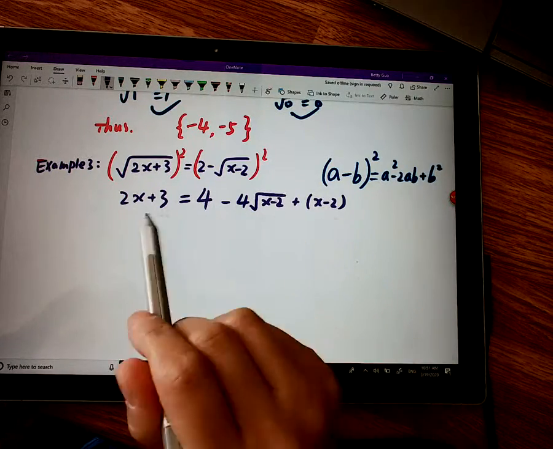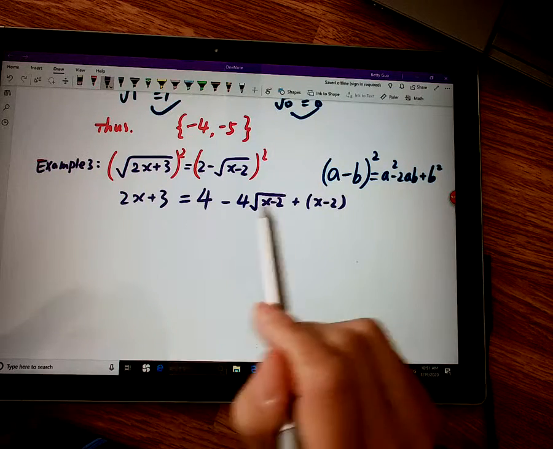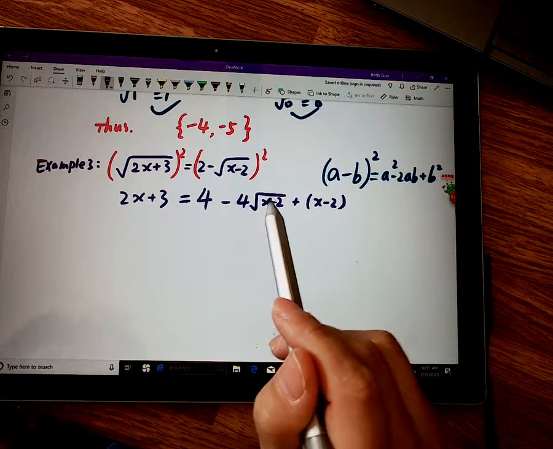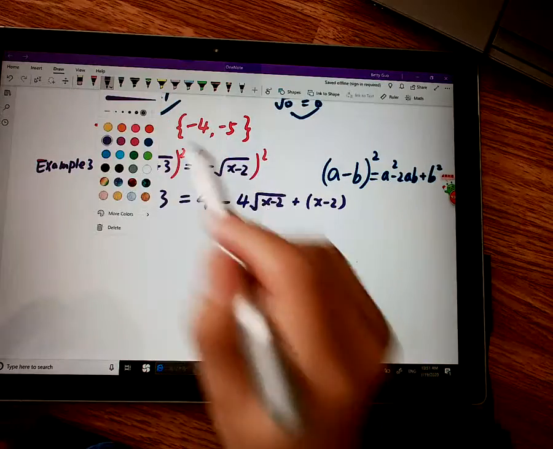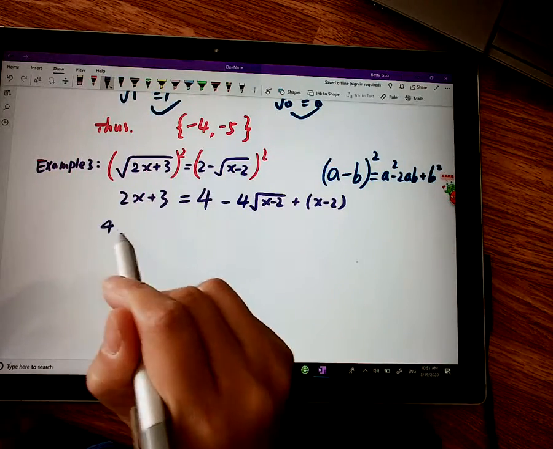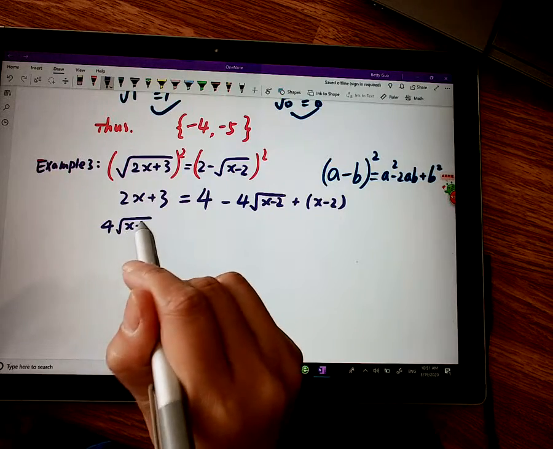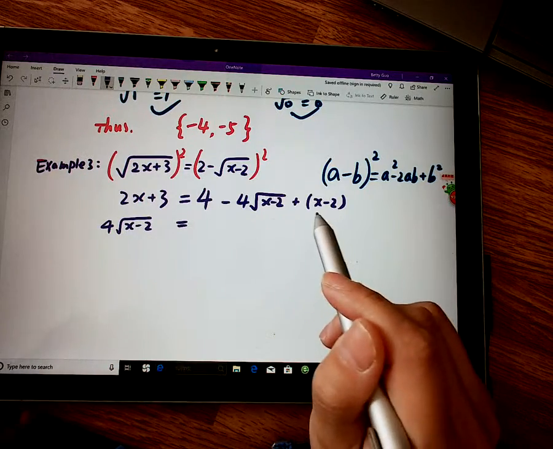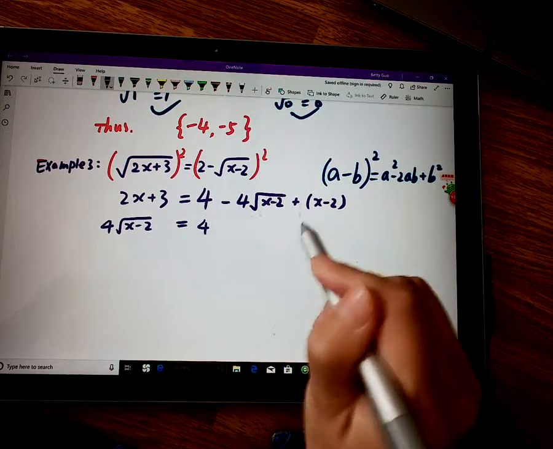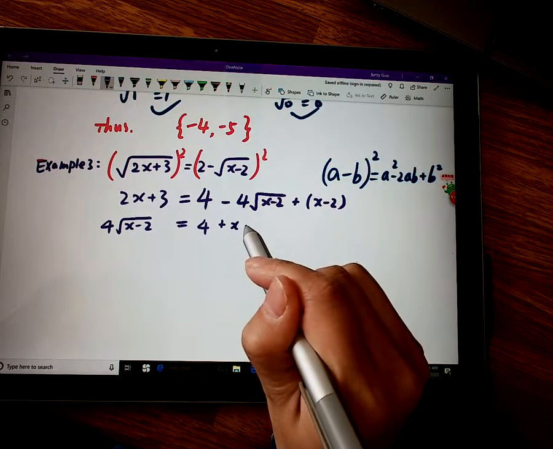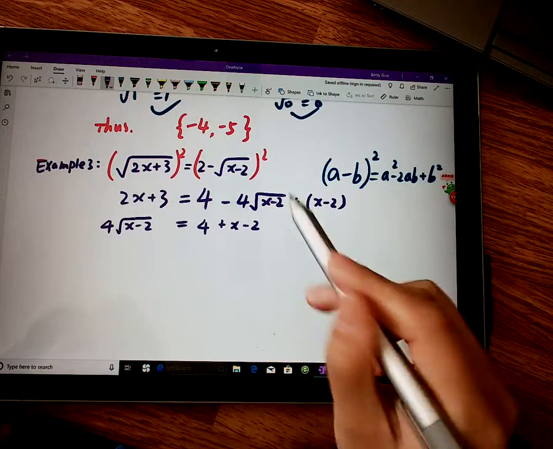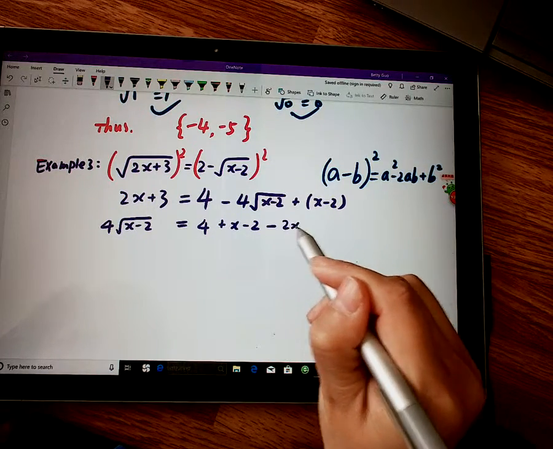I have so much stuff in this equation, and I have one radical only. So by the guideline, I'm going to move that radical over. Negative becomes positive, 4 square root of x minus 2. And everything else is going to go to the right-hand side. Copy 4, copy plus x, copy minus 2, and move those two terms over. Minus 2x, minus 3.